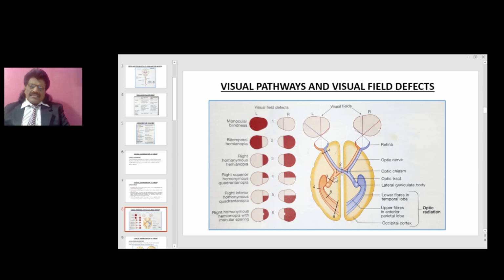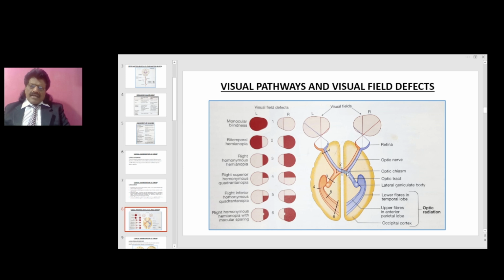The third lesion is here, that is in the optic tract. When the optic tract gets affected, the crossed nasal fibers and the same side uncrossed temporal fibers get affected. So this one and here this one. So they'll have homonymous hemianopia. That means the visual loss is on the same side. So with right homonymous hemianopia, you can see the visual loss is on the same side.